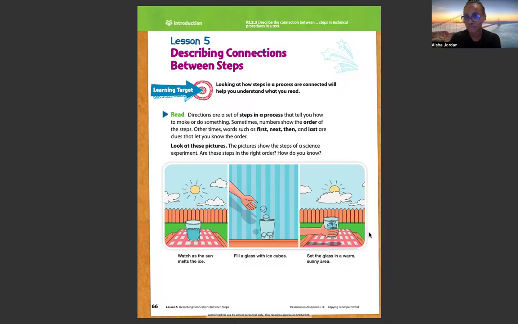I want us to focus on reading now, and we're going to focus on describing connections between steps. We've been talking about main idea and historical sequencing: what comes first, what comes next, what comes last. We're going to put those two things together over the next couple of days. What's the purpose that the author is trying to convey to us, as well as how do the steps fit together? How does the process tell us the story? How does the process tell us the main point?